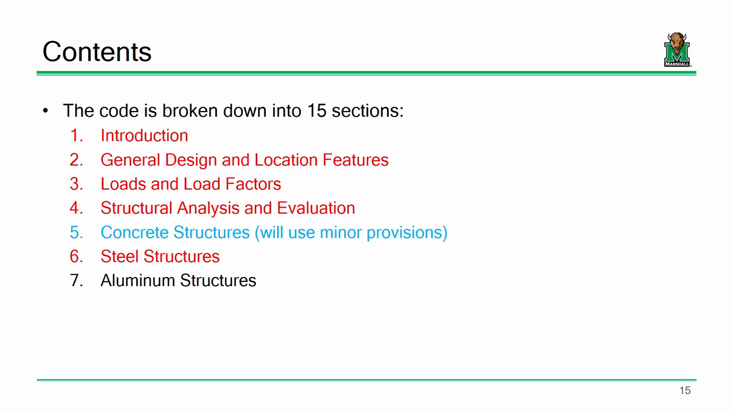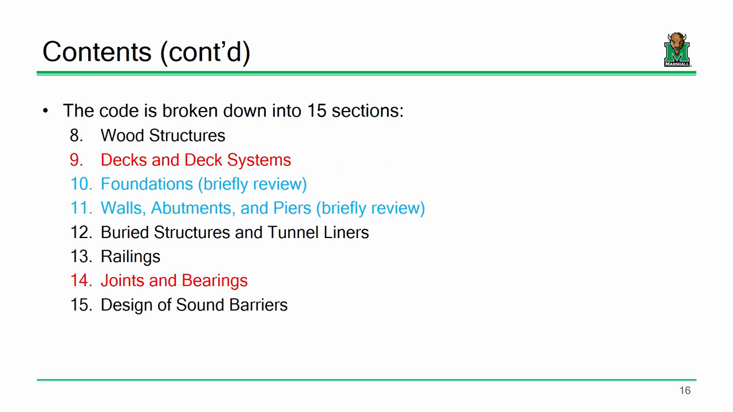Now, Section 7 we aren't even going to look at, aluminum structures. We really don't build that many aluminum highway bridges in the United States. Okay. Section 8, wood structures. I mean, yeah, you see some timber bridges here and there, but not worth spending a significant amount of time talking about it in this course.